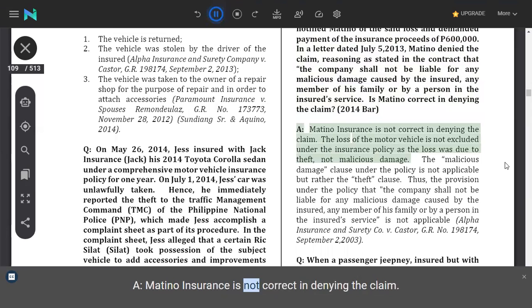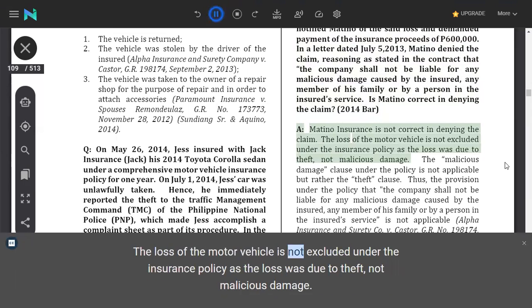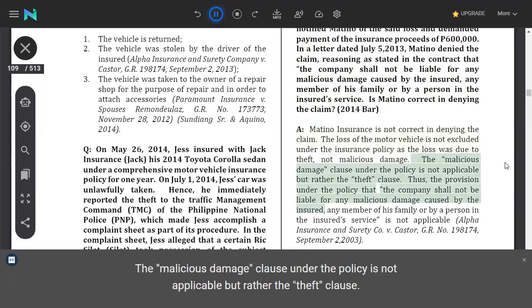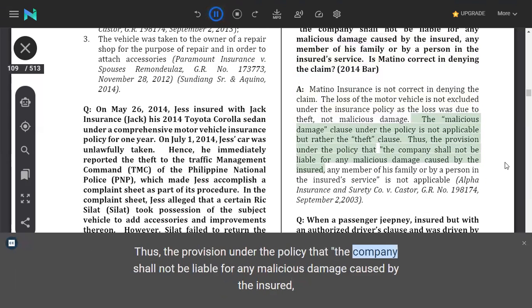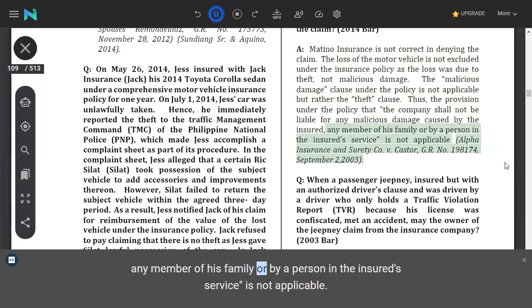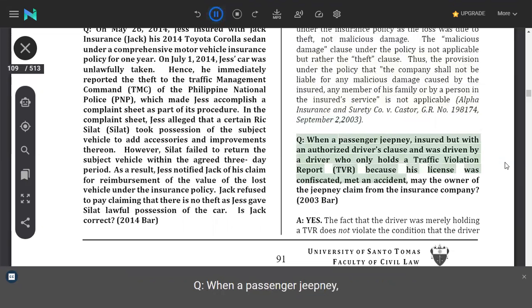A. Matino Insurance is not correct in denying the claim. The loss of the motor vehicle is not excluded under the insurance policy, as the loss was due to theft, not malicious damage. The malicious damage clause under the policy is not applicable, but rather the theft clause. Thus, the provision under the policy that the company shall not be liable for any malicious damage caused by the insured, any member of his family, or by a person in the insured's service is not applicable.